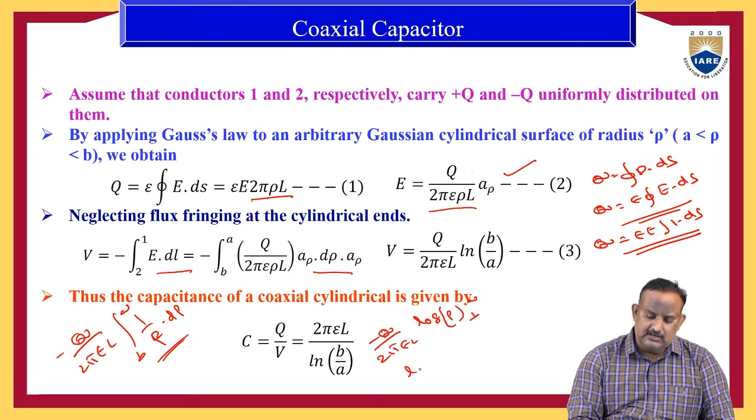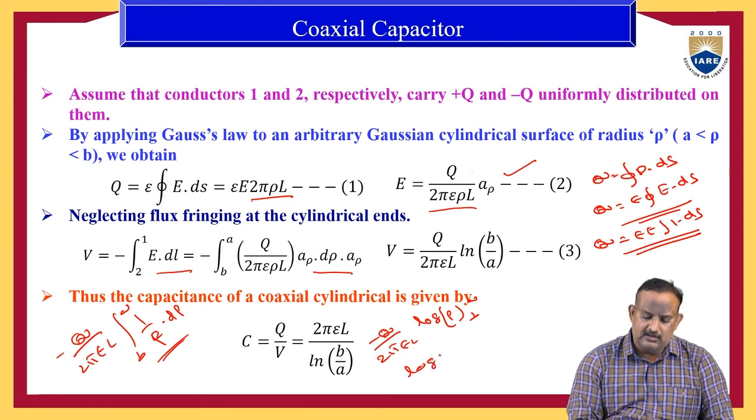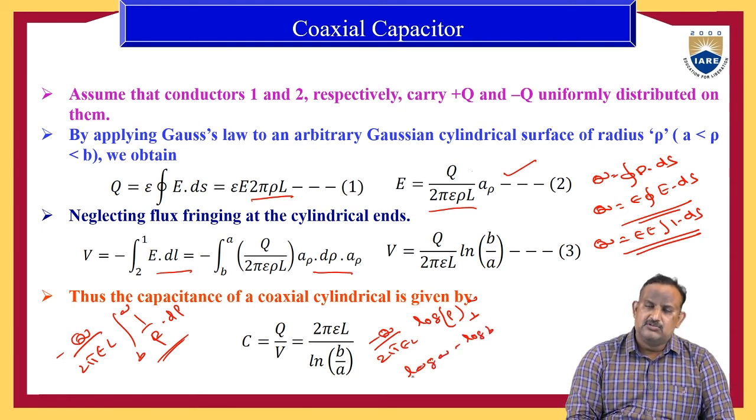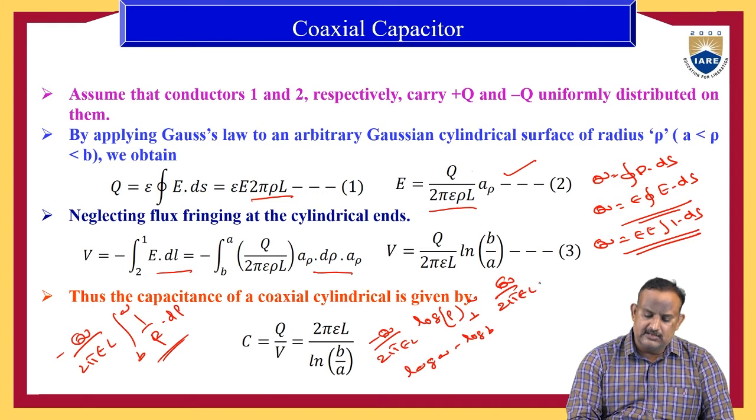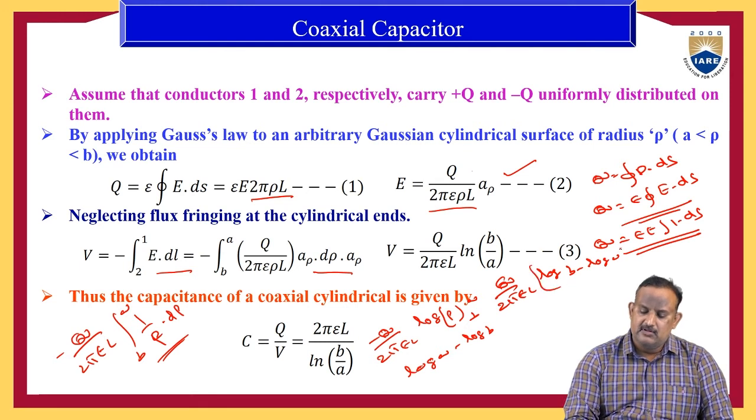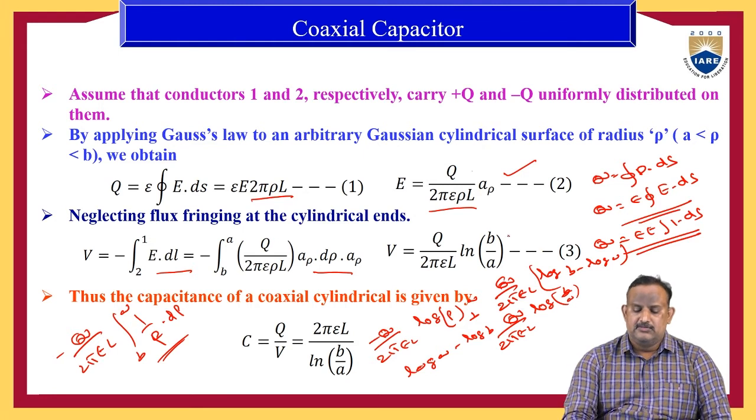So therefore, it is log A minus log B. Here, if you remove the negative sign, we can write Q by 2 pi epsilon L into log B minus log A. Therefore, it is Q by 2 pi epsilon L into log B by A.